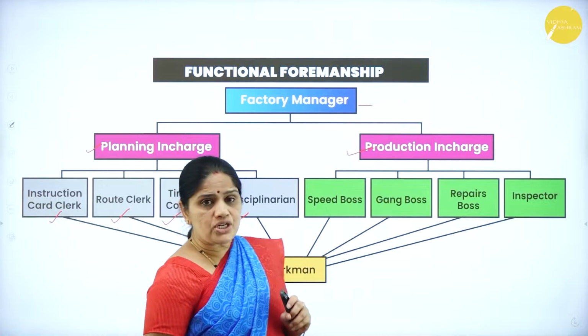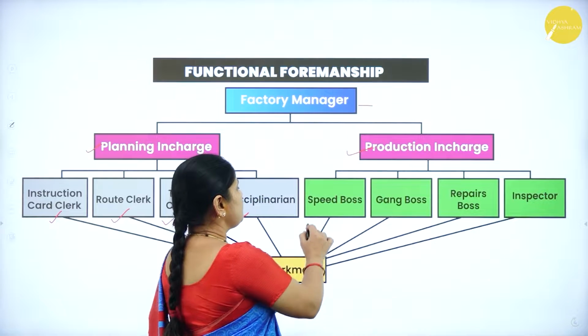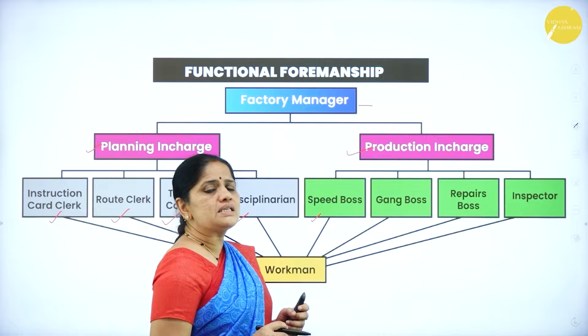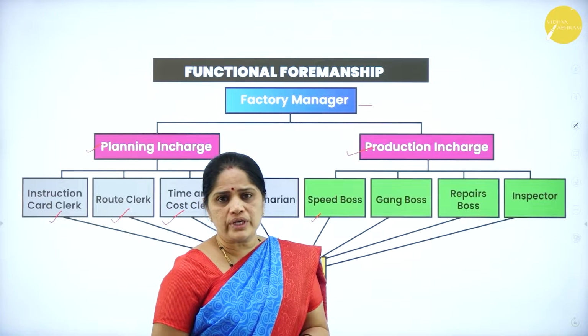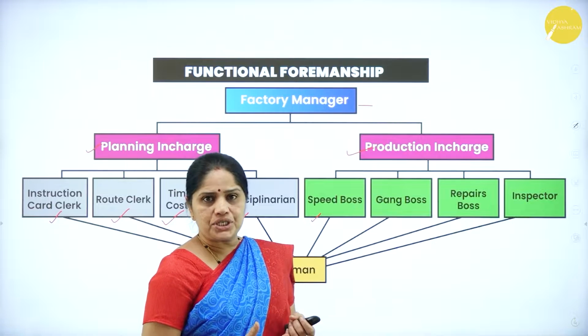Now, in the production in charge, we have the speed boss. The speed boss is responsible for the speed of the machine, how fast the production unit should work and how fast the machinery should run.